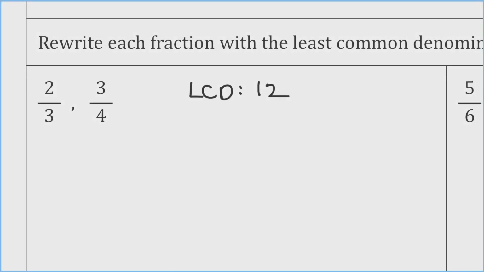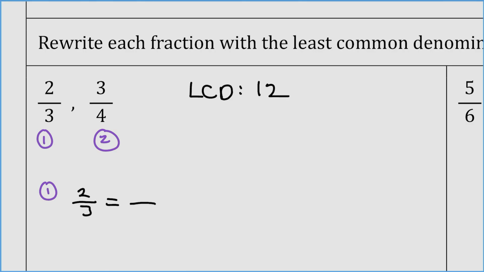Now we need to rewrite 2/3. We'll call this the first fraction and the second fraction. We need to rewrite 2/3 so that it's out of 12. This is what we did on the very first page. Long time ago. Feels like a distant memory. How do you write equivalent fractions? Well, the bottom here got multiplied by 4. Do the same thing to the top. 2 times 4 is 8.